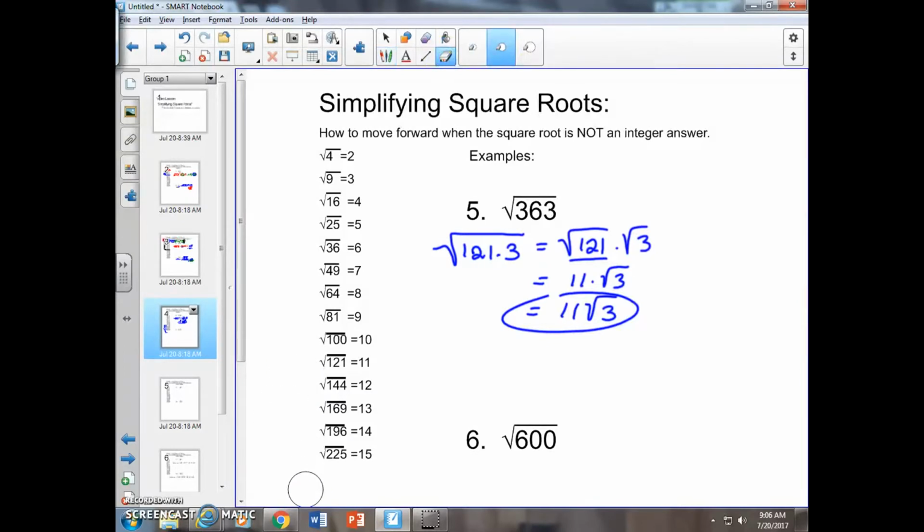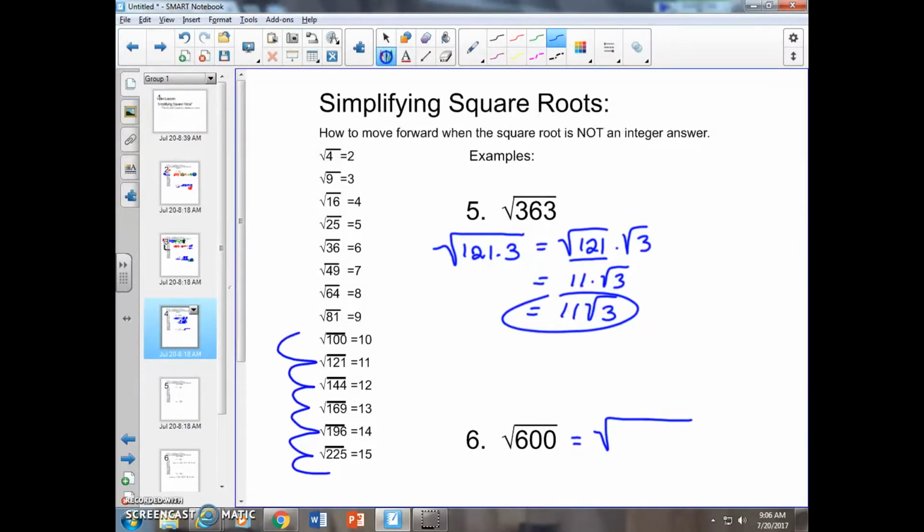600. I think you can probably see where 600 is going to go here. No. Bingo. 100 times 6. Separate them. Square root of 100 is 10. Do not know the square root of 6. Final answer, 10 square root of 6.